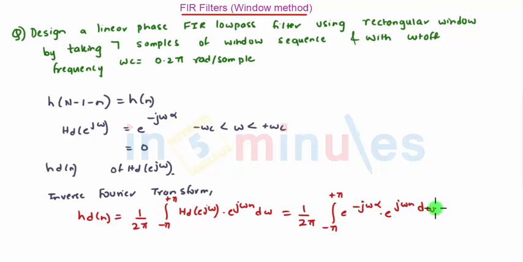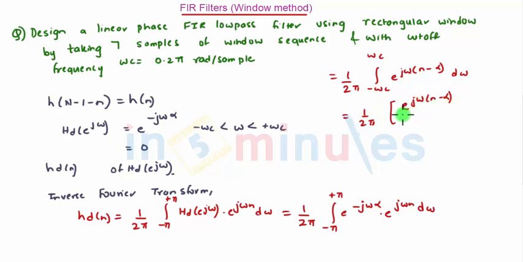So we take the exponential terms common, and we get 1 by 2 pi integration from minus omega c to plus omega c. After using these terms, the limit changes from minus pi to plus pi to minus omega c to plus omega c. So it turns into e raised to j omega into n minus alpha. After applying the limits, we integrate this term. Finally, after integrating, we get e raised to j omega n minus alpha upon j into n minus alpha, ranging from minus omega c to plus omega c.